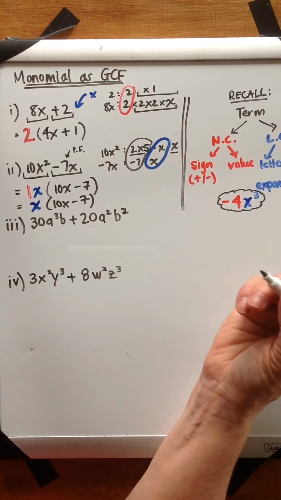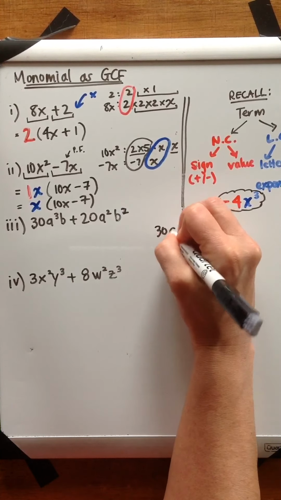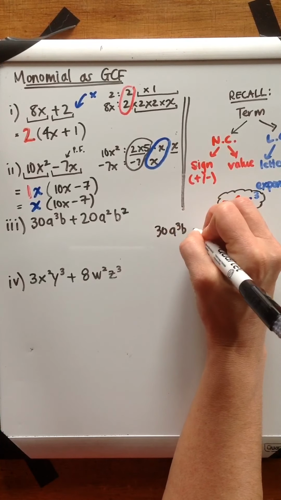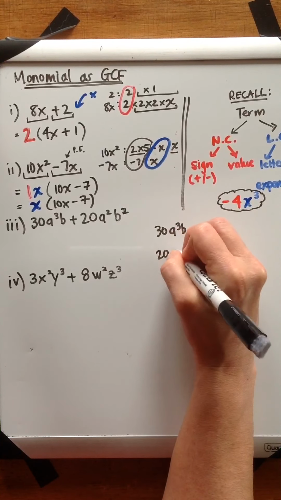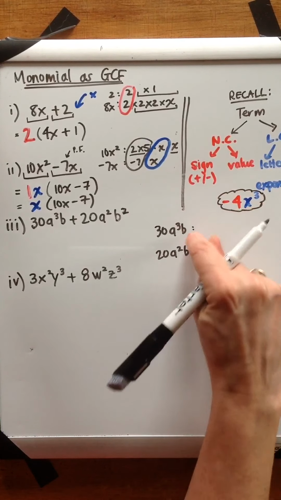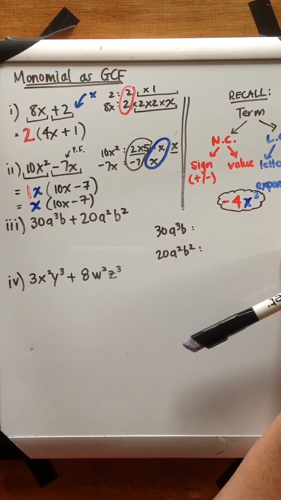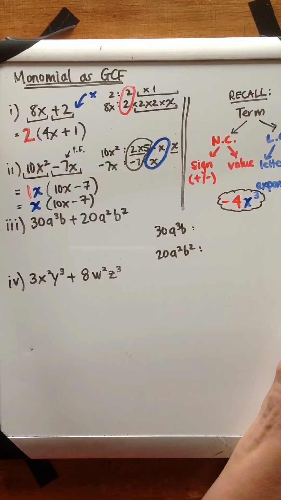Let's look at the next example. We have 30a cubed b. I'm going to write it here to break it down for you. And we have 20a squared b squared. And I said you will get to a point where you don't need to do this expansion to see what their GCF is, but for today's lesson I'll be explicit and show you where it comes from.